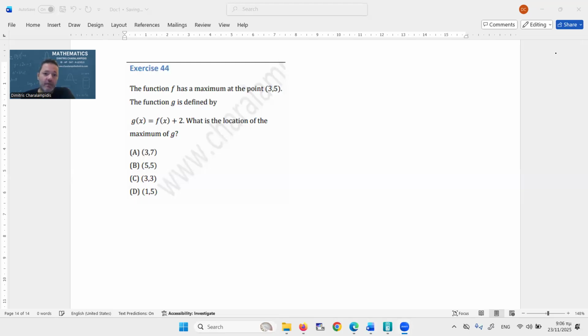Exercise 44. The function f has a maximum at the point (3, 5). The function g is defined by f(x) + 2. What is the location of the maximum of g? Okay, let's see this one.